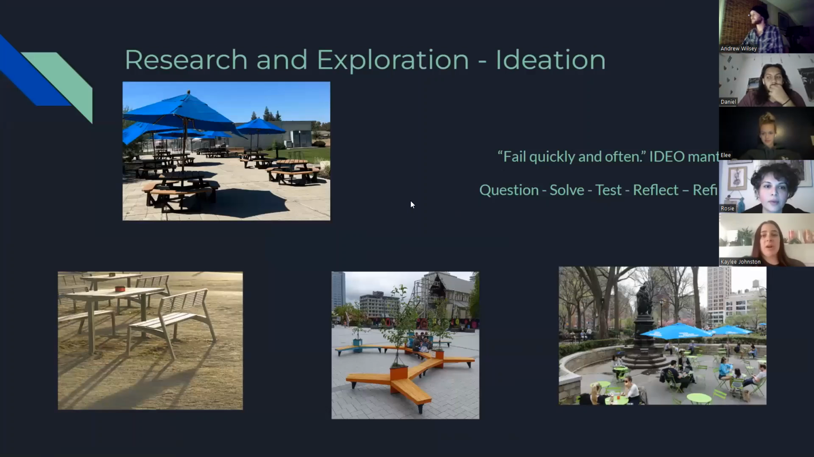So the first step in our final design was the research and exploration part. We decided to take a bunch of different parts from each one's collage, and we looked at basic outdoor seating with benches, using the question, solve, test, reflect, and refine model. We were really drawn to the idea of having a nice bench where you could communicate with others, as well as it being outside and having shade. So that's basically what our main research idea was.